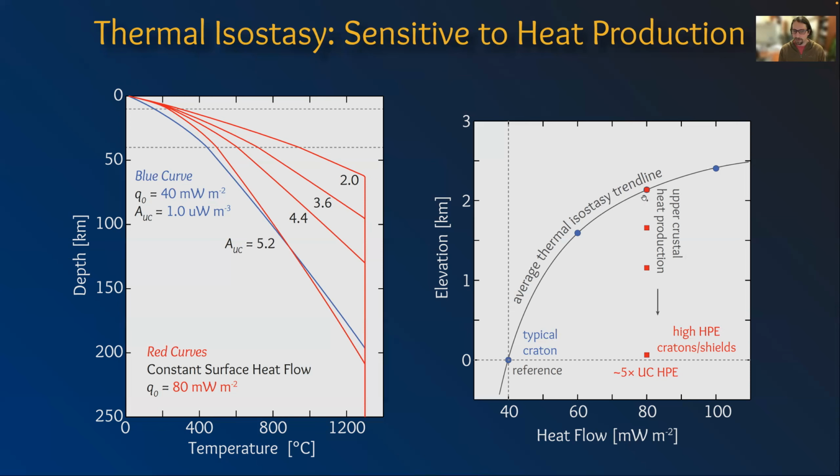In terms of elevation, because elevation represents the integrated difference between this reference geotherm and any other geotherm, as I increase heat production, the difference in those average temperatures drops, and eventually about 5 times the heat production will give me the same elevation as that initial reference.